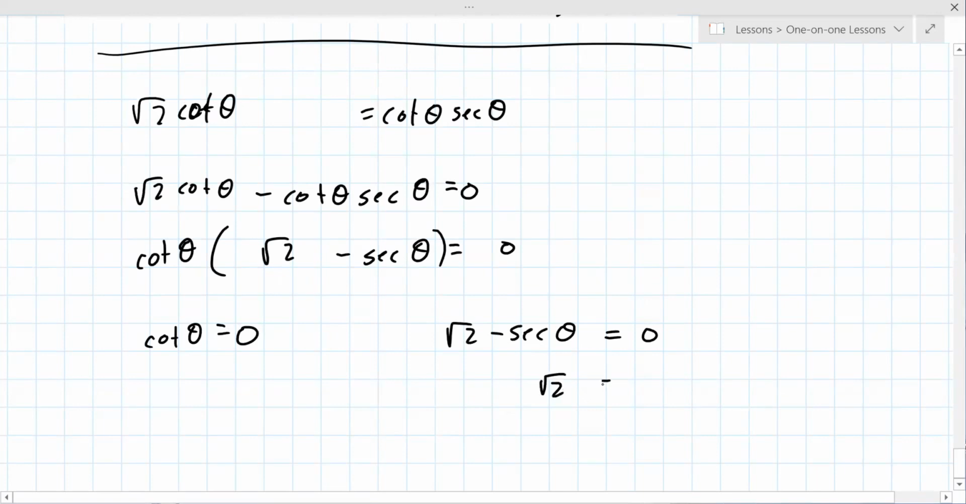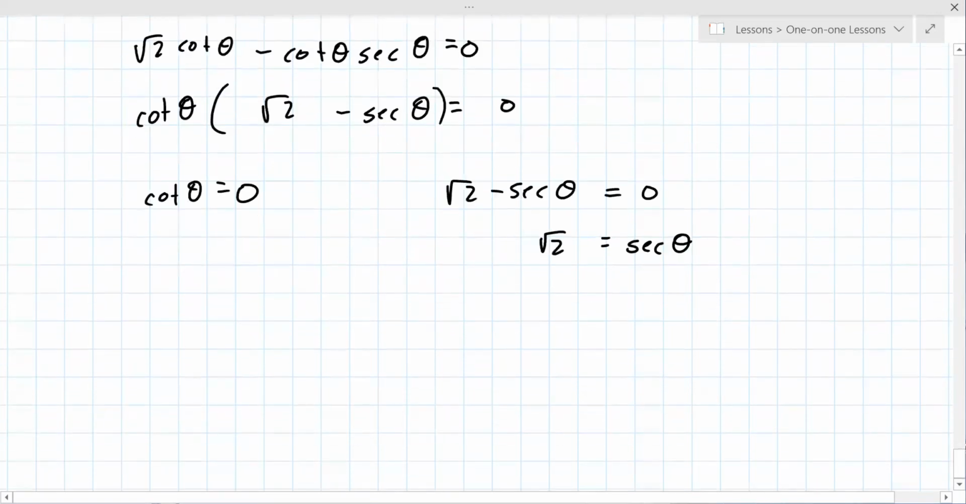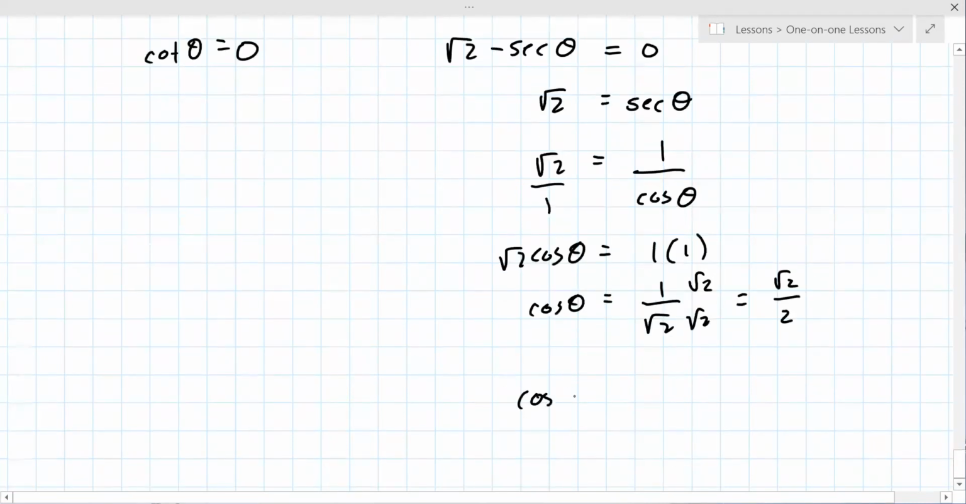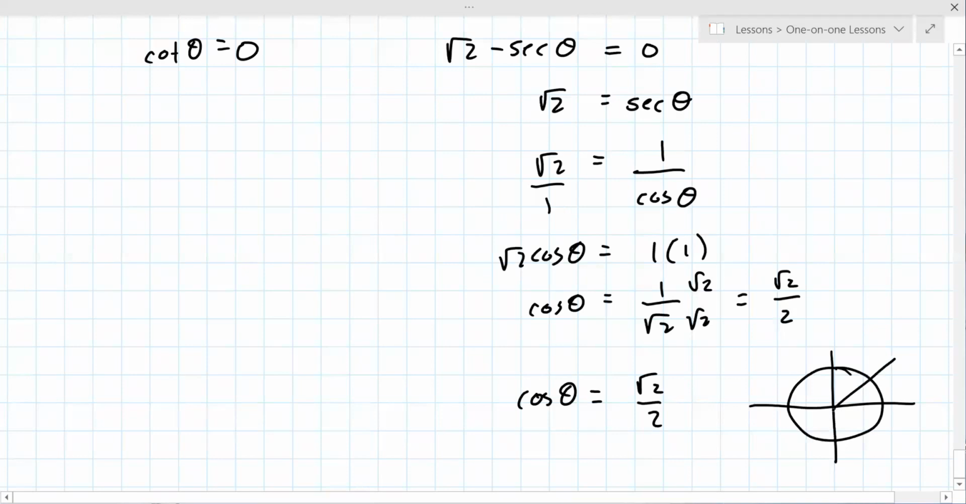So this is square root of 2 equals secant theta on the right. And secant theta is 1 over cosine theta. So you can cross multiply here. Square root 2 cosine theta equals 1. And then cosine theta equals 1 divided by the square root of 2. Multiply by the square root of 2 over 2 to rationalize, and you get this. So you're solving on the unit circle. Where is cosine theta square root of 2 over 2? Okay. And there's 2 places again where that happens. That's here and here: pi over 4 and 7 pi over 4.